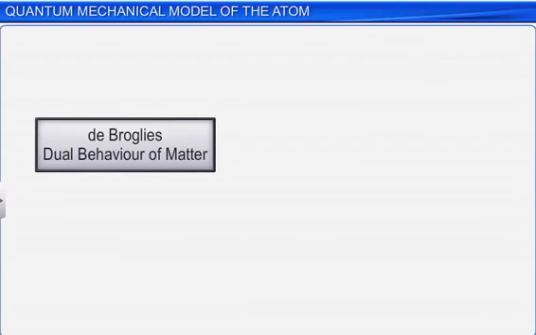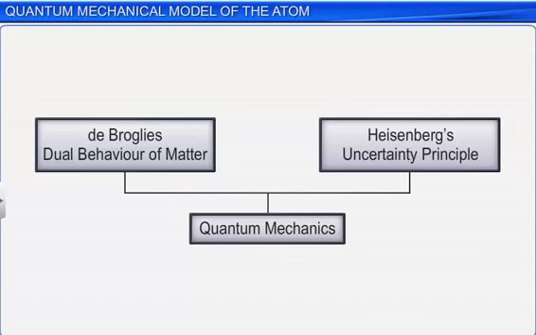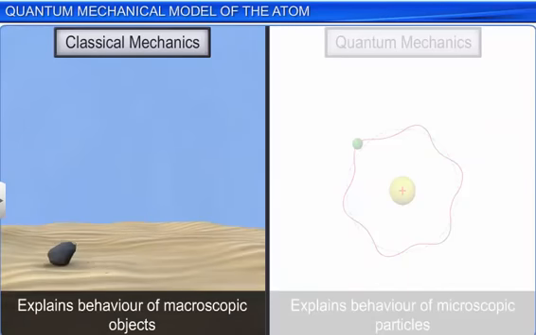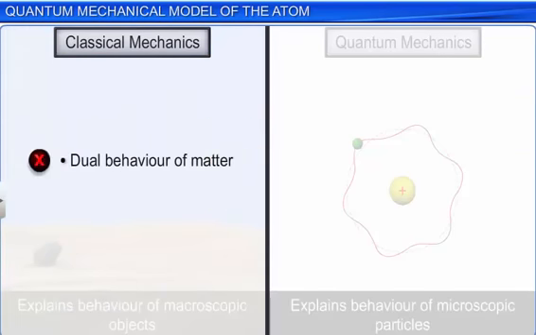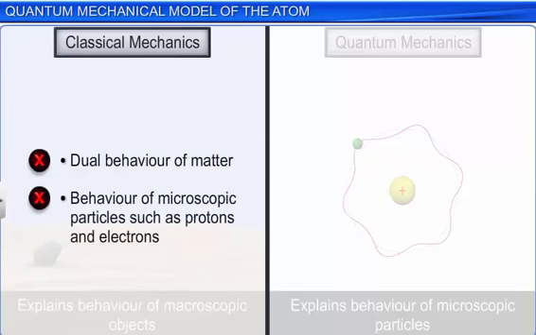De Broglie's dual behavior of matter and Heisenberg's uncertainty principle gave birth to a completely new branch of science called quantum mechanics. Classical mechanics successfully explains the behavior of macroscopic objects, such as a falling stone, on the basis of particle nature. It ignores the concept of the dual behavior of matter and thus fails to explain the behavior of microscopic particles, such as protons, electrons, and so on.